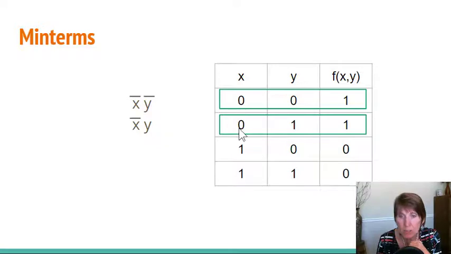Those are the two minterms in this table, right? There aren't any others that evaluate to 1. The other two evaluate to 0. So there's going to be exactly 2 minterms.